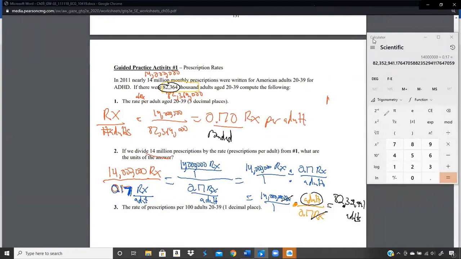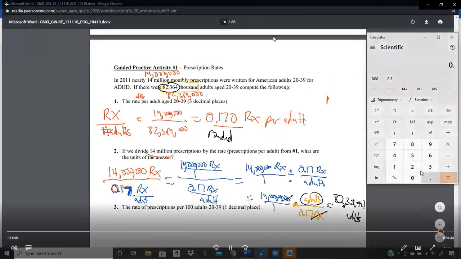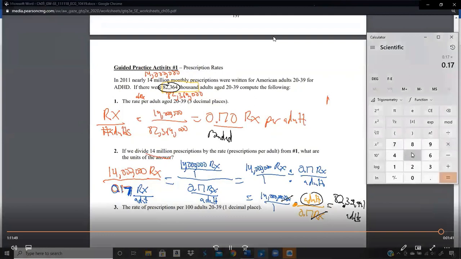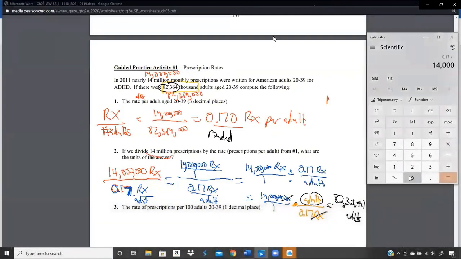You would get 0.17 times 14 million. You'd get 2.3 million and some change, but the units, you would have prescription in the top twice, so it's prescription squared and then adults. So there's 2.4 million prescriptions squared per adult. I have absolutely no idea what those units mean, so it doesn't make sense.